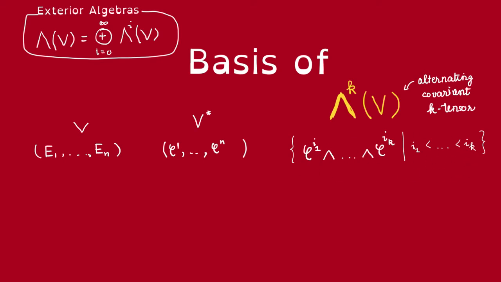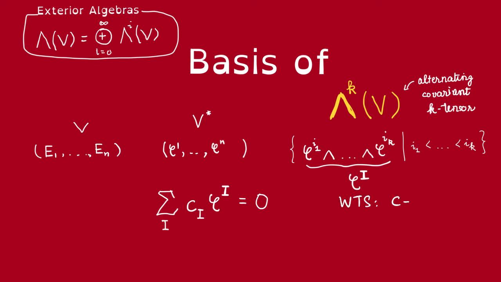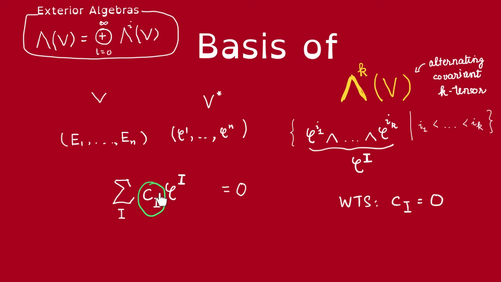So let's see why. For convenience, let us denote this by phi I, where I stands for a set of indices. To show algebraic independence, we will suppose that we have the following linear combination of these phi I equal to 0. We want to show that these coefficients are going to be 0. The idea is we want to somehow be able to pick out this coefficient. What we will do is apply both sides of this to Ej.